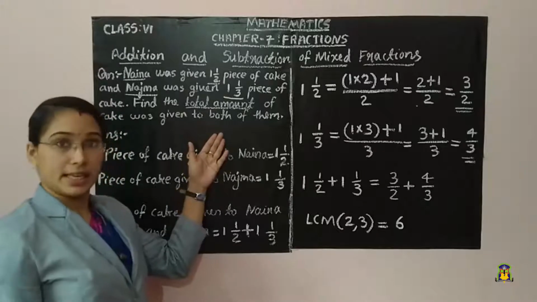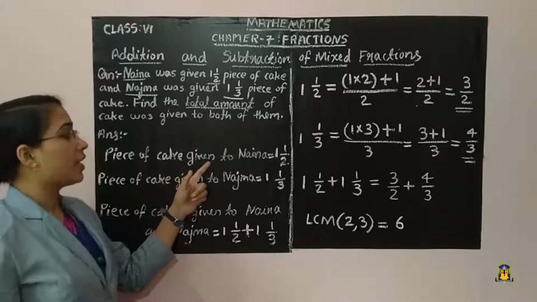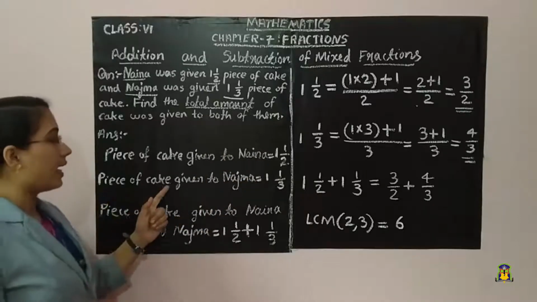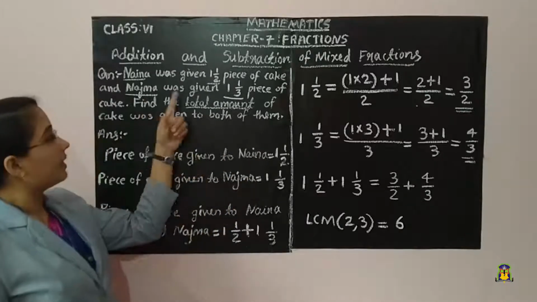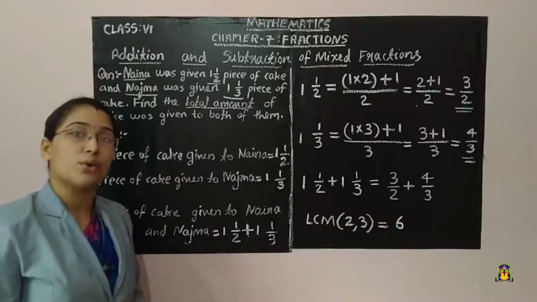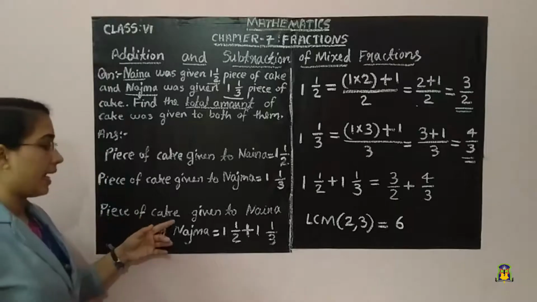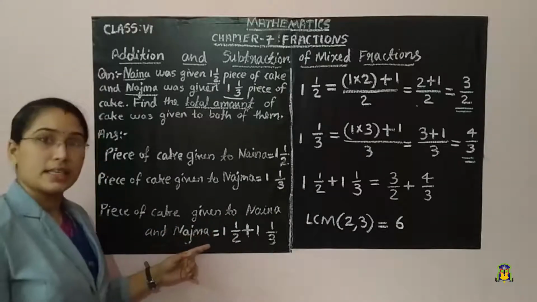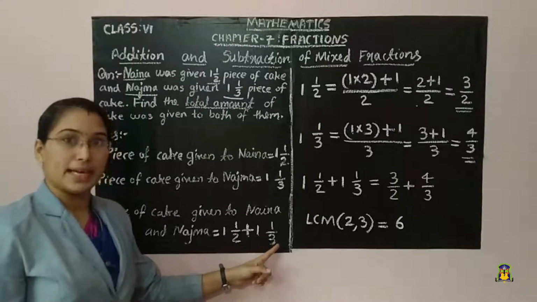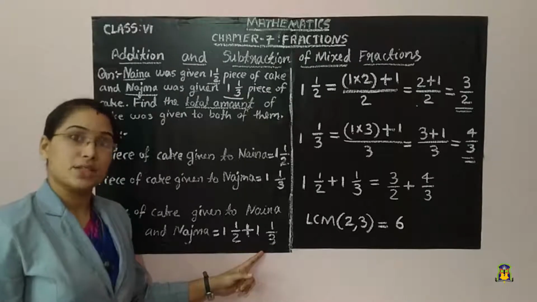So in this question, first we write the given things. The piece of cake given to Naina is 1 1/2. The piece of cake given to Najma is 1 1/3. Then we want to find the total amount. For finding the total amount, what do we want to do? We want to do the addition. So the piece of cake given to Naina and Najma is equal to 1 1/2 plus 1 1/3. In this question, you can see the two fractions are mixed fractions.